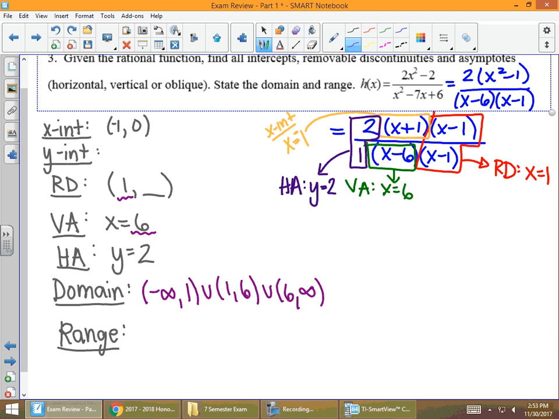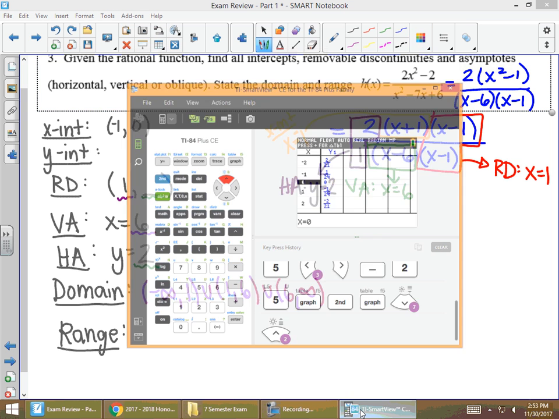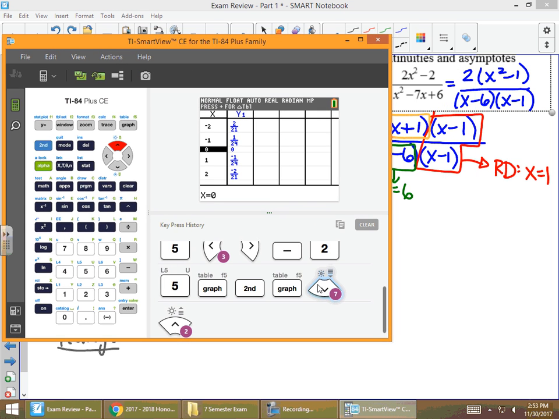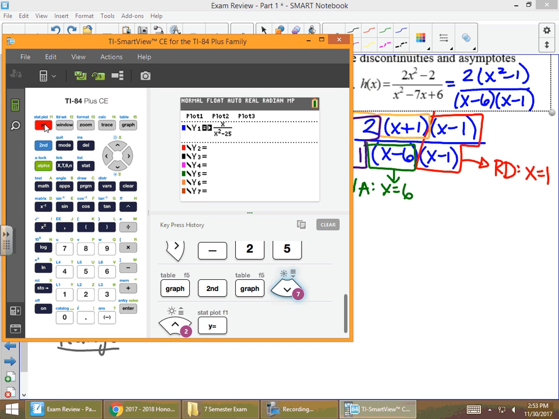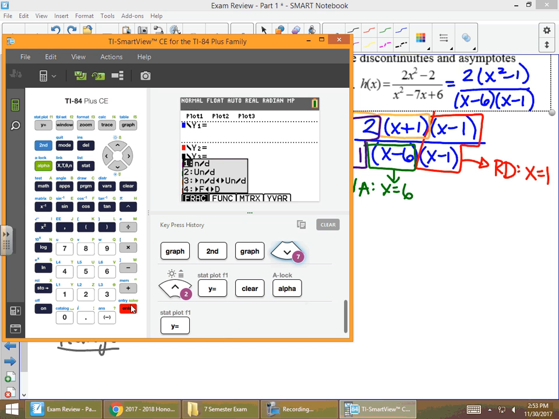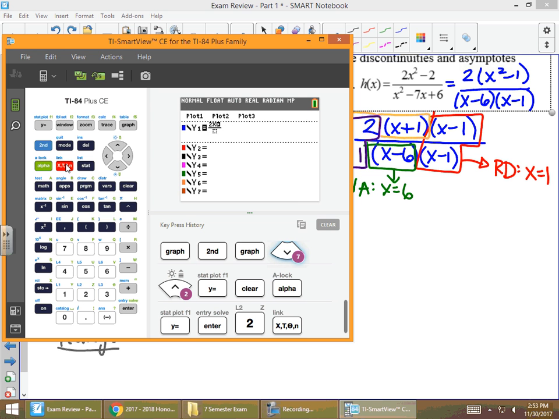For range, we're going to exclude our horizontal asymptote as long as it's not crossed, and the y value of our removable discontinuity. So once we get that on our calculator, we can fill in the range. Let's graph this and find those points. In order to tackle this one, I'm going to put 2 different equations into my calculator. I'm going to put in the original.